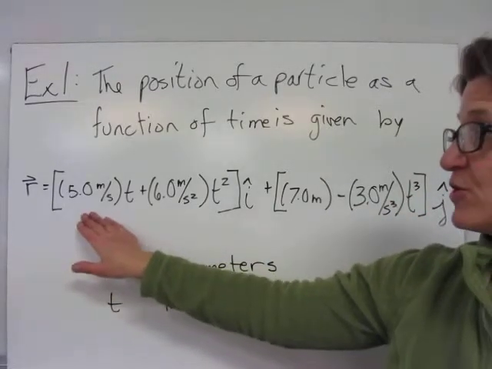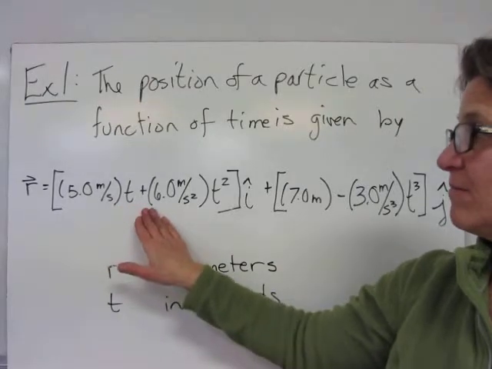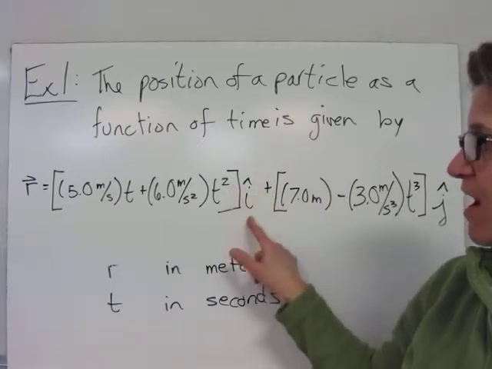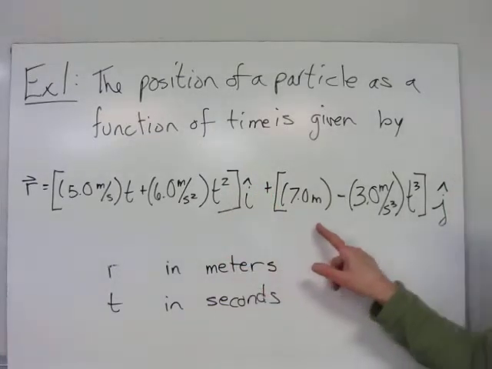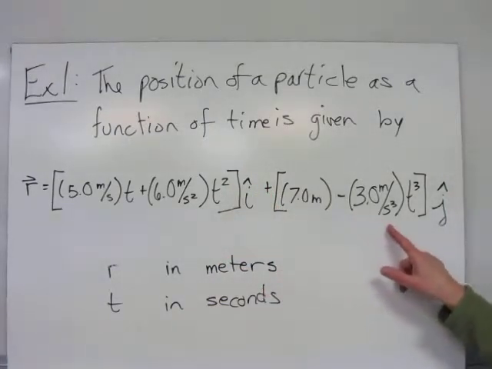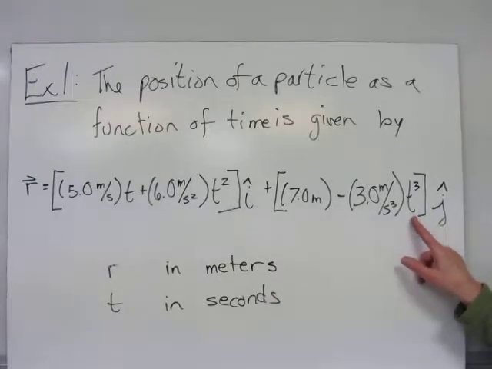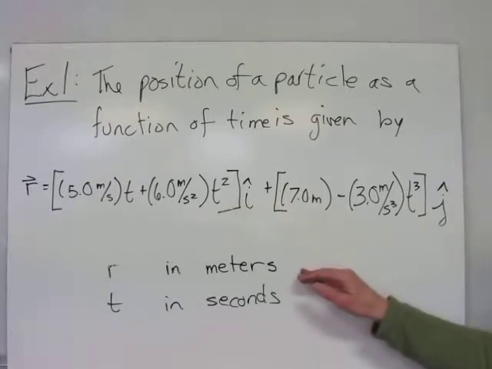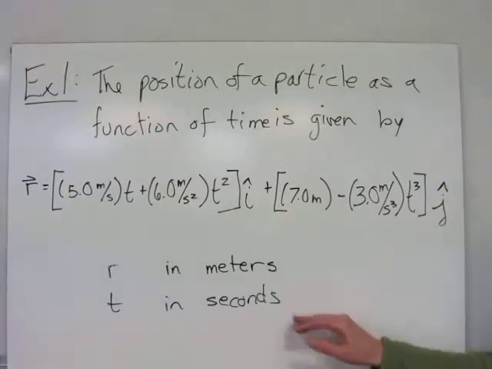We have 5 meters per second multiplied by time plus 6 meters per second squared times time squared is our i value. 7 minus 3 meters per second cubed times t cubed gives us our j value. R shall be in meters, t in seconds.